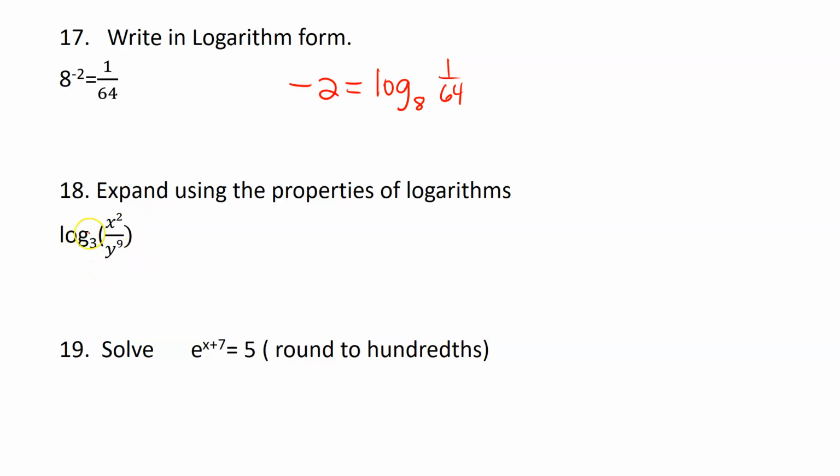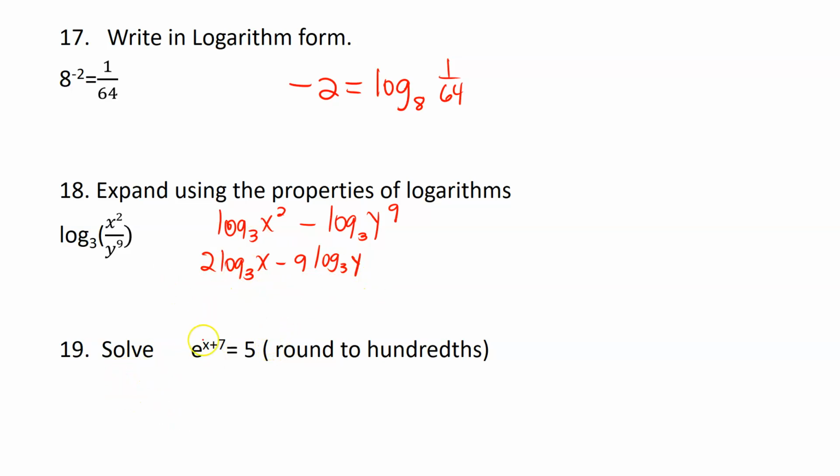Here, if I'm going to take this logarithm and expand it, what that means is I want to take that logarithm and it's kind of like distributing it to the numerator and denominator. And when I do that, since it is division, I would subtract them. The exponents will come down in front. So first, I would do log base 3 of x squared minus log base 3 of y to the 9th. Then those exponents come down in the front, and that would be the final answer. There's no math really to work out, you're just rewriting it.